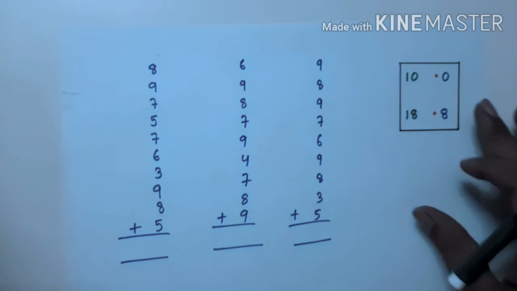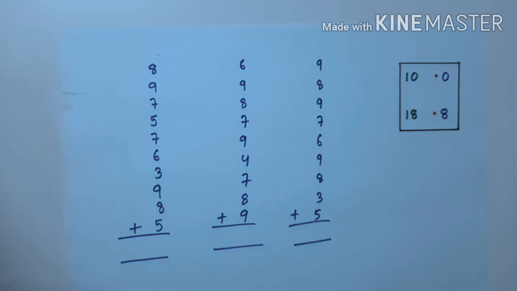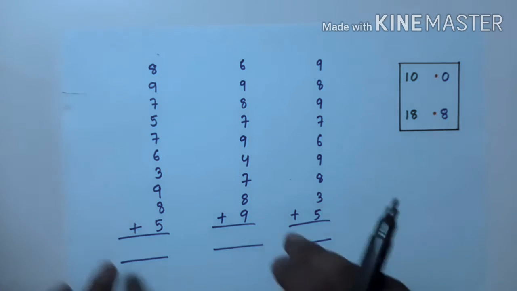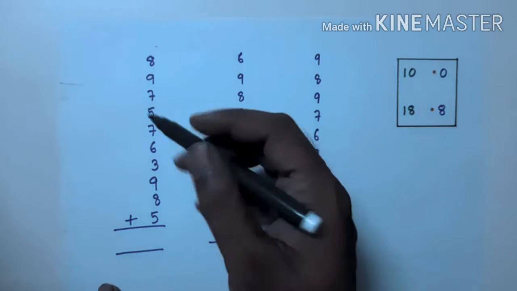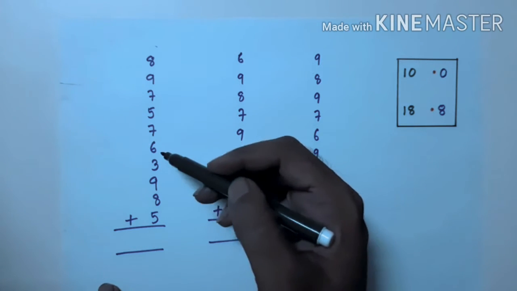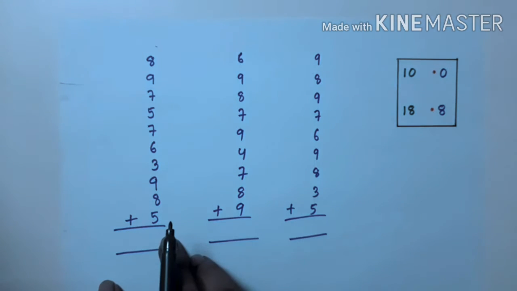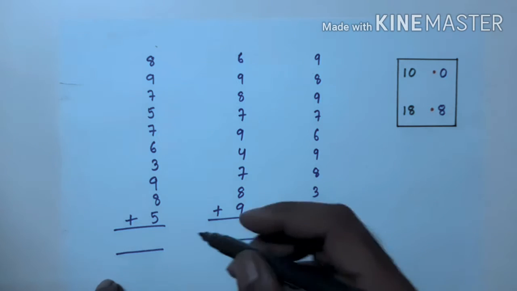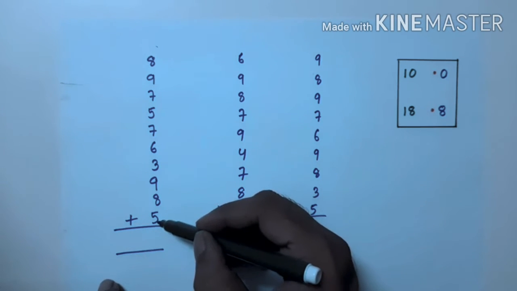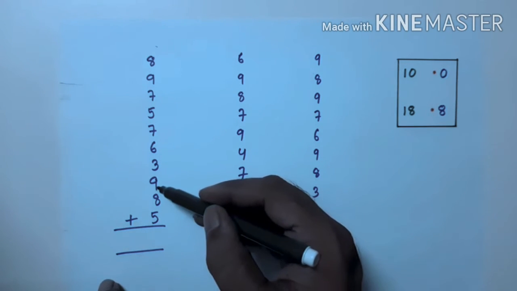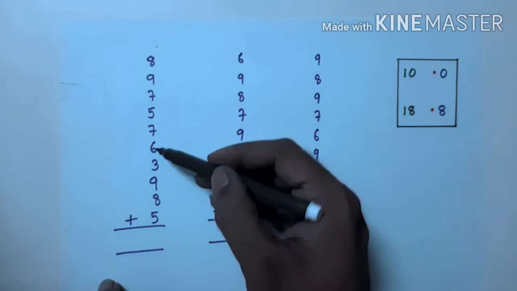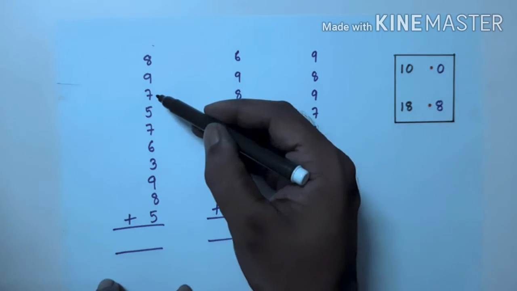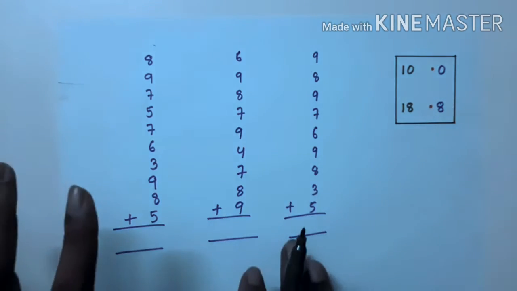As you can see here, we are having some additions. Now we have here, you can see 8, 9, 7, 5, 7, 6, 3, 9, 8, 5. Now if you start adding it like 5 plus 8, 13, 13 plus 9, 22, plus 3, 25, 31, 38, 43, 50, 59, 67. So the sum is 67.